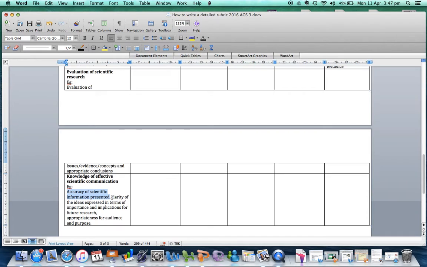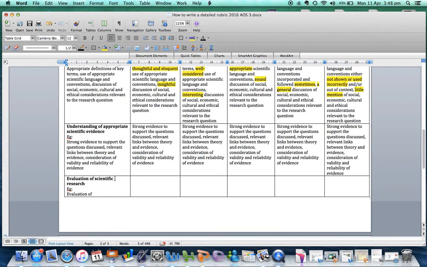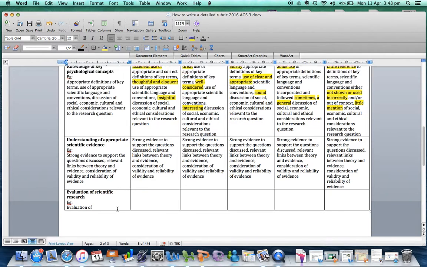Accuracy of scientific information presented is one idea. Clarity of the ideas expressed in terms of importance and implications for future research is another idea. And appropriateness for audience and purpose is another idea. So all of those will need some little yellow bits of wording in between.